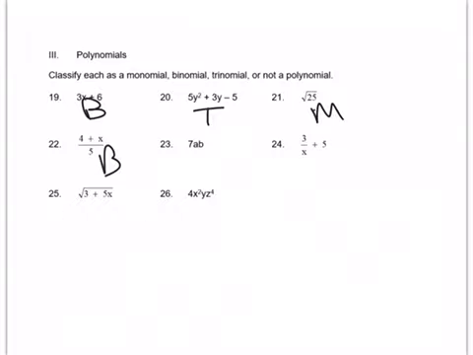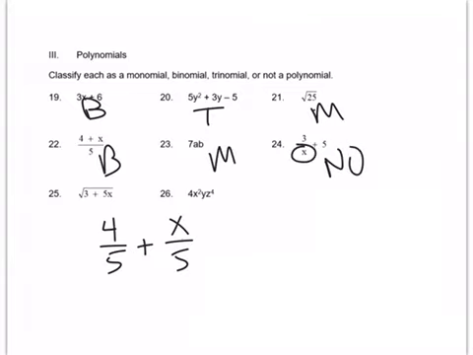Some of you may ask how. Well, we can actually separate that into two parts, into 4/5 plus x over 5. Okay, the x is in the numerator, so it works, and it's two terms, so it's a binomial. Number 23 is a monomial. Number 24 is not one, because it's got a variable in the denominator. Number 25 is also not one, because we've got a variable under the radical. And then number 26 is a monomial.